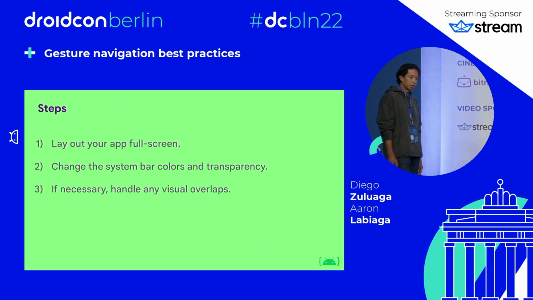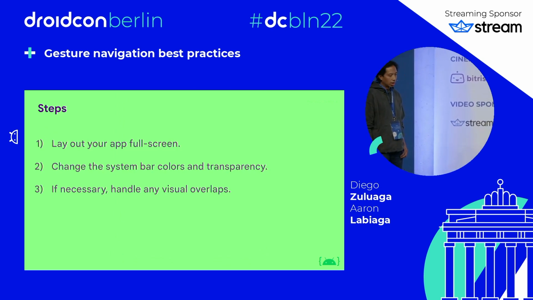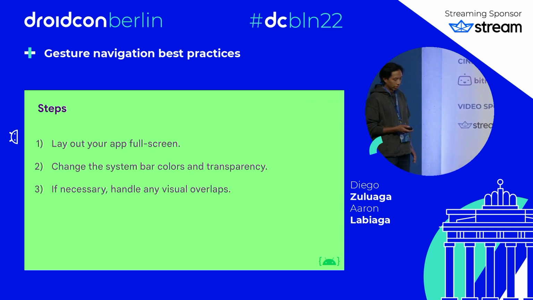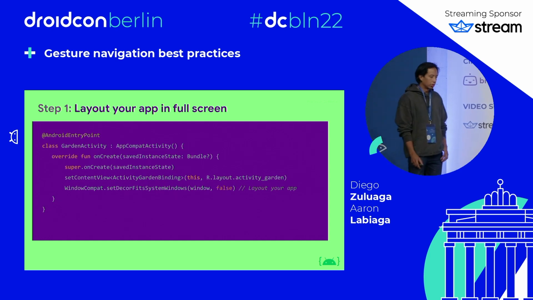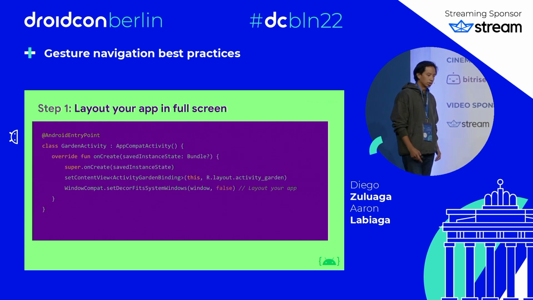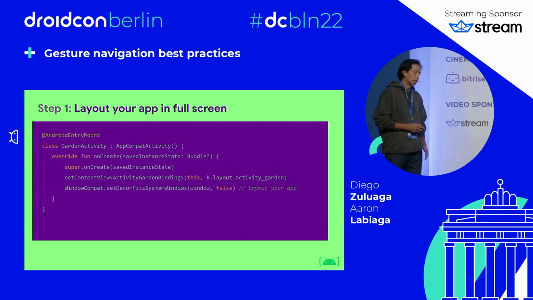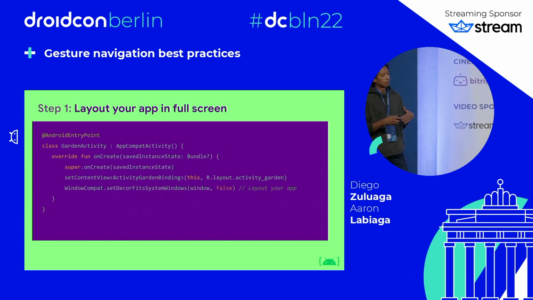So how do we do this? Fairly straightforward, 3 steps. Lay out your app in full screen, change the system bar colors and transparency, and if necessary, handle any visual overlaps. Great, so the first step is to lay out your app in full screen. The line of code to look at here is the last one, where we set decorFitsSystemWindows to false. What this is doing is telling the framework not to fit the content view within the confines of the insets and to draw beyond it.